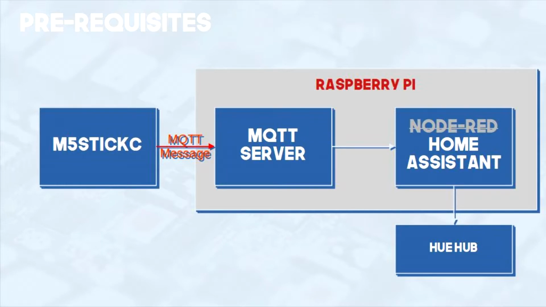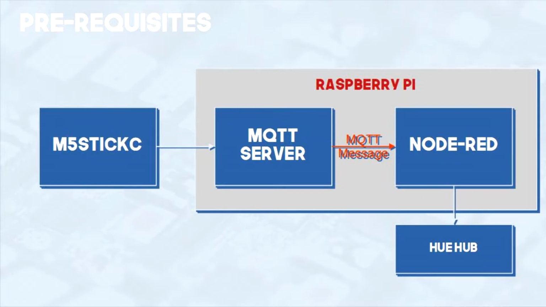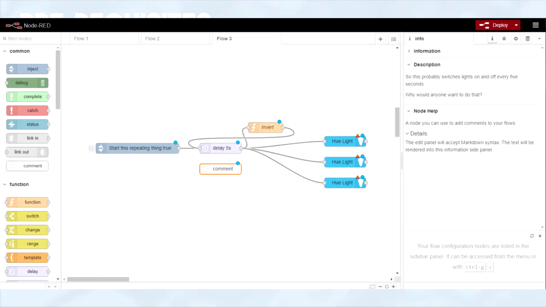Next, the MQTT server will pass the message on to Node-RED, which is doing the hard logic here of translating that message into an actual call to the Hue API. Node-RED is a flow-based program that's super easy to use, even if you have no coding knowledge, and it's super stable, which is why I like to use it.